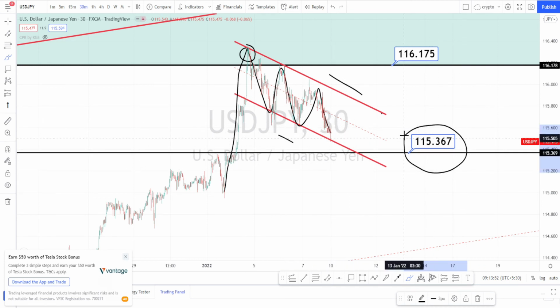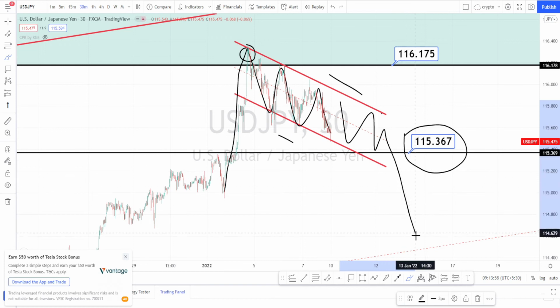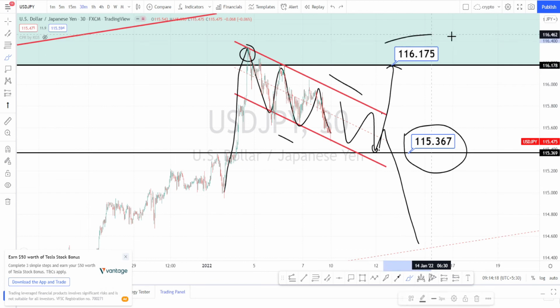a very strong support. If it breaks this support level, we can expect a trend reversal and bearish trend to continue. If the price bounces back from this support level, we can expect a trend reversal and a bullish trend to continue. Again, this area is going to be acting as a very strong resistance for now.